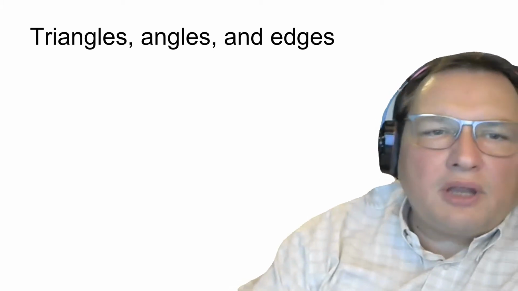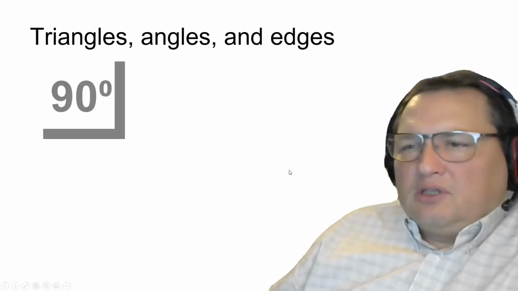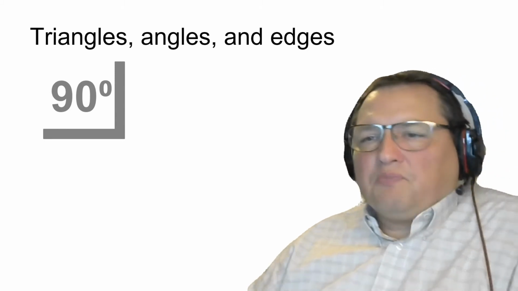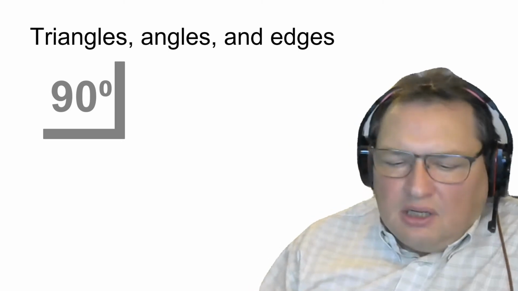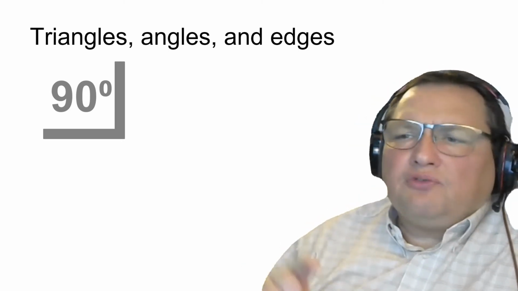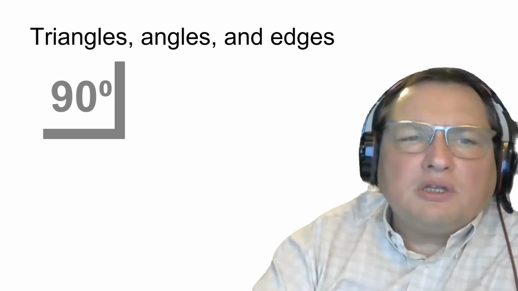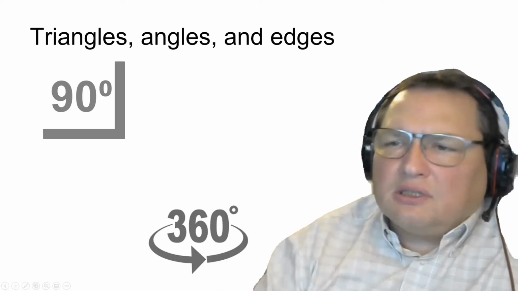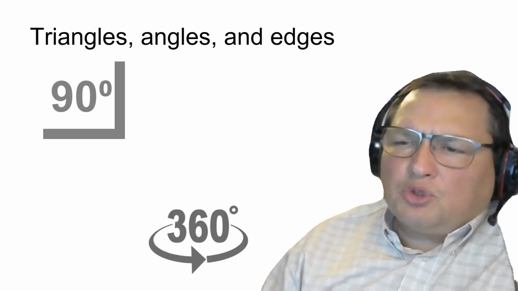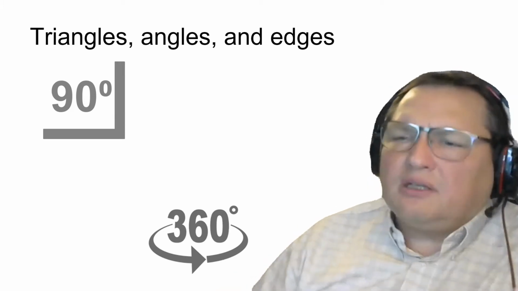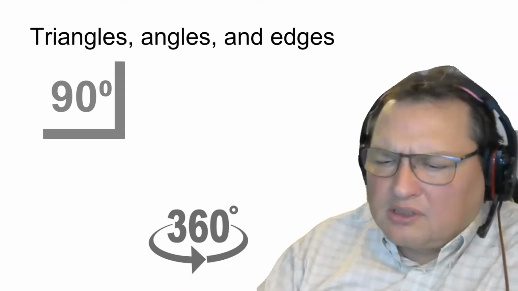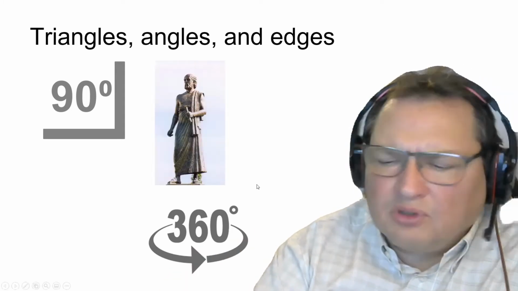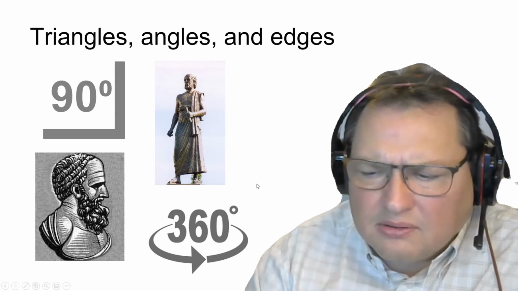Angles are measured in degrees, and the right angle is 90 degrees. It sounds quite obvious, but what is the mathematical meaning of 90 degrees? It's actually related to the fact that the full rotation, the full circle, is subdivided into 360 degrees. And the first to do it were, not surprisingly in a trigonometry lecture, again two ancient Greeks, Aristarchus of Samos and Hipparchus.